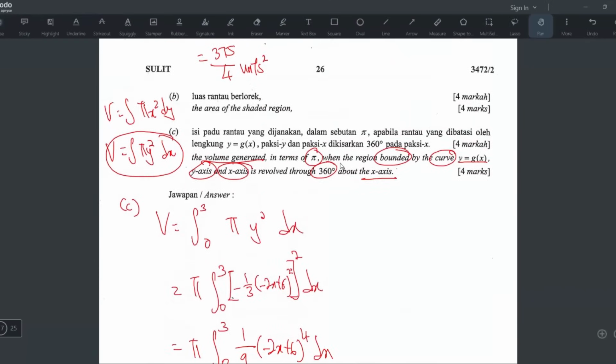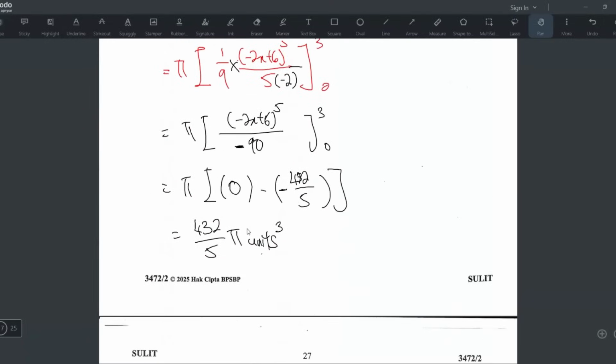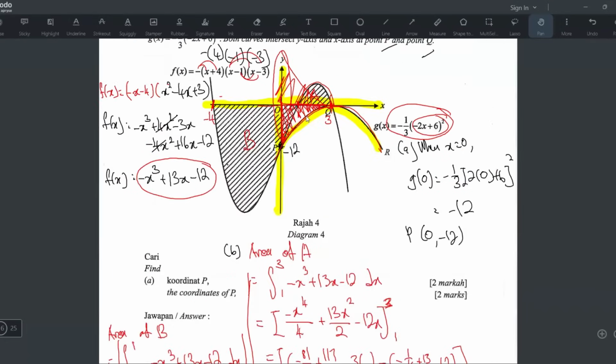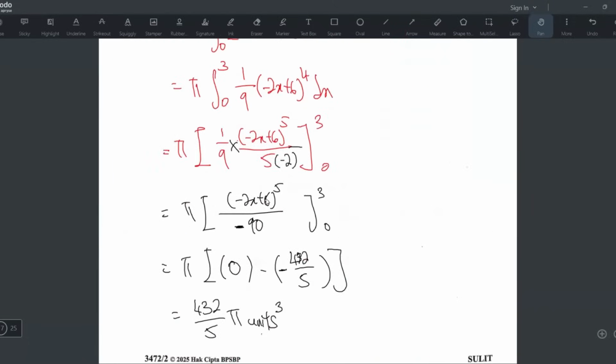Let's double check and see. Revolve 360. Yeah, if 360, you don't have to do anything. No need to divide by 2 or divide by 4. If they say revolve 180, then you have to do it like that. So the region is here. After you rotate 360, you get this for the volume. Alright, done.